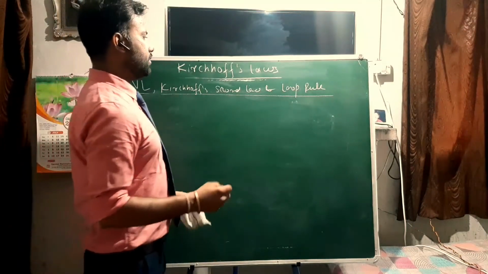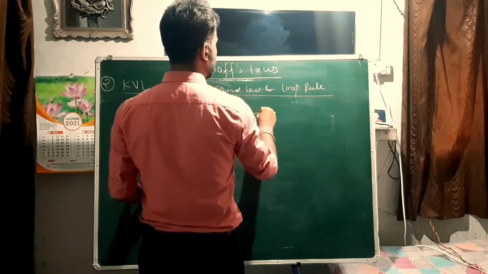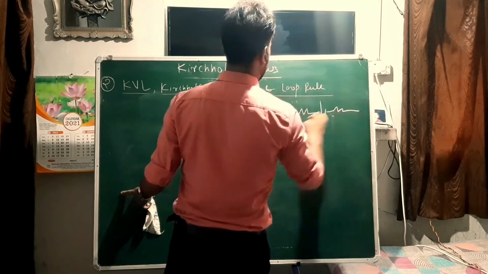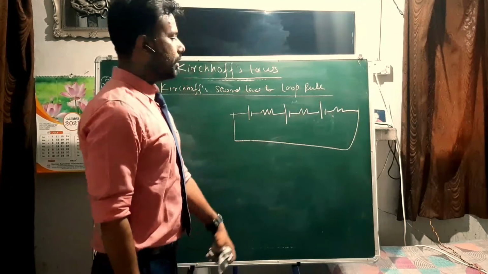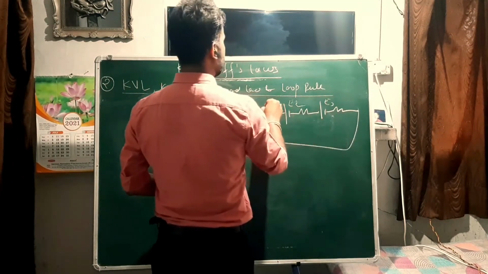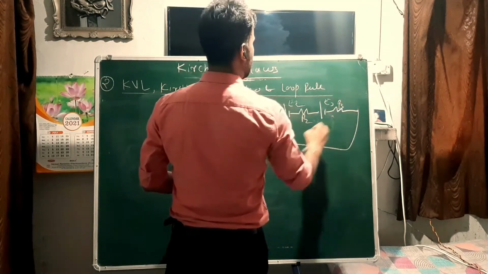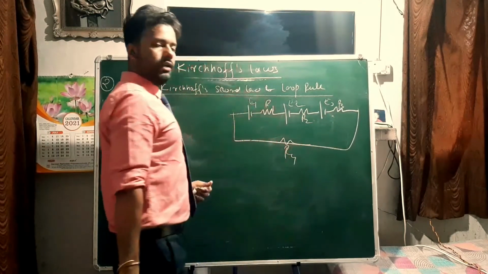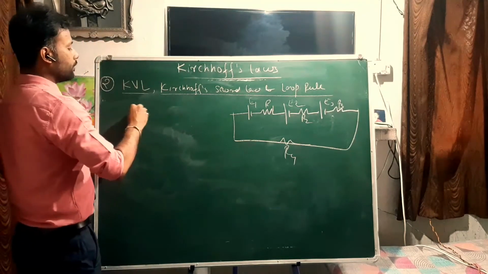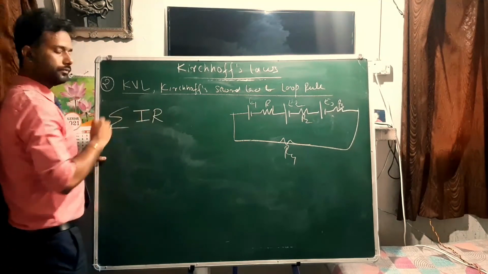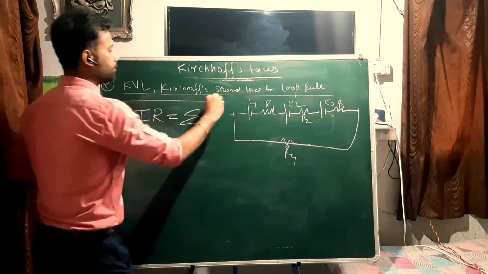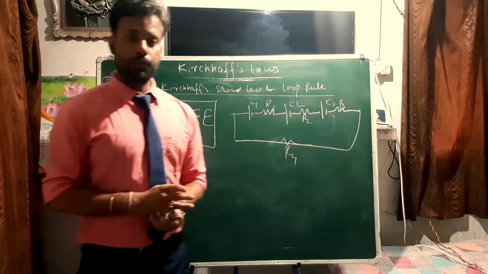Now what does the statement mean? Suppose we have a closed loop having so many EMFs and resistances like this. Okay, and this is completely closed. Now this is E1, this is E2, this is E3, this is R1, R2, R3. Let's say that we have also one R4. So it says that the summation of current multiplied by the resistance is equal to the algebraic sum of the total EMFs in that loop.